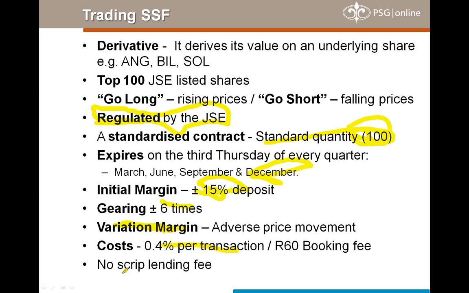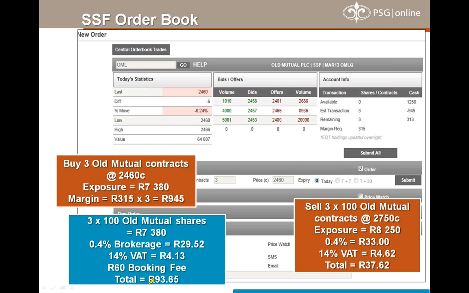So, nice thing about CFD, single stock futures, there's no scrip lending fee. So, it's obviously much cheaper to go short. Okay. So, the order book looks exactly the same now. The major difference is now that you're buying contracts. So, remember, you can't buy shares, you're buying extra contracts.